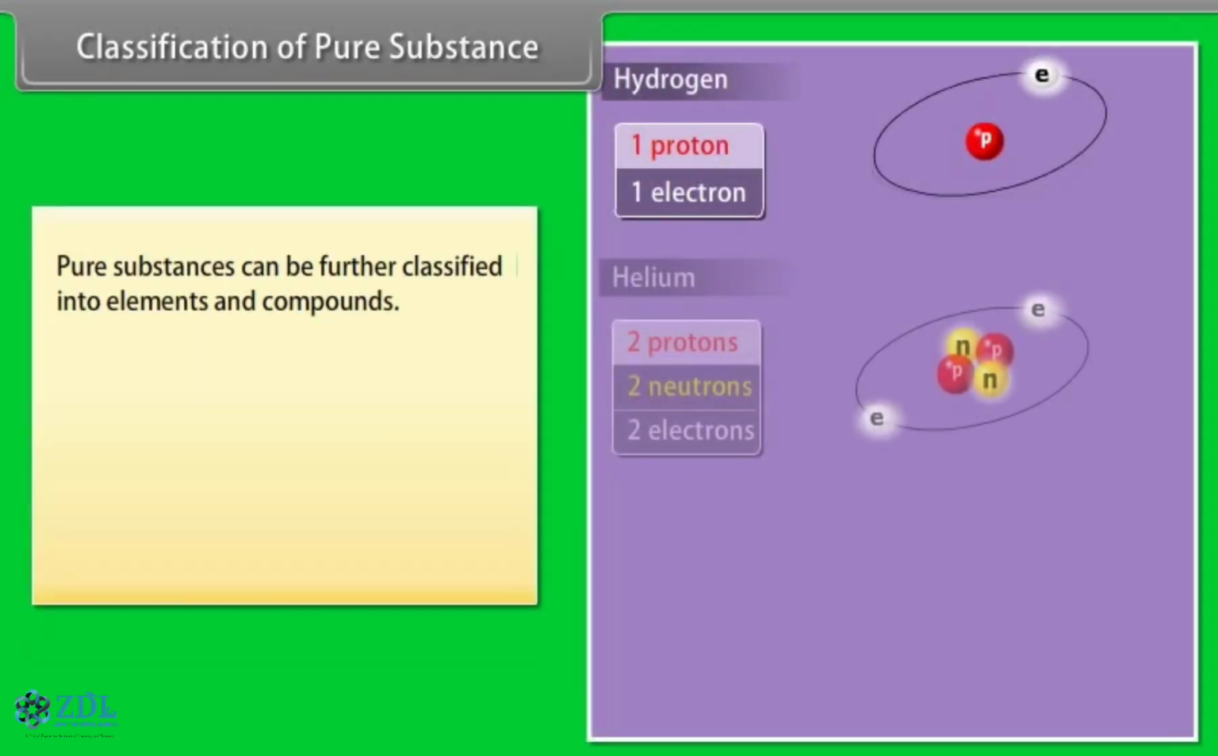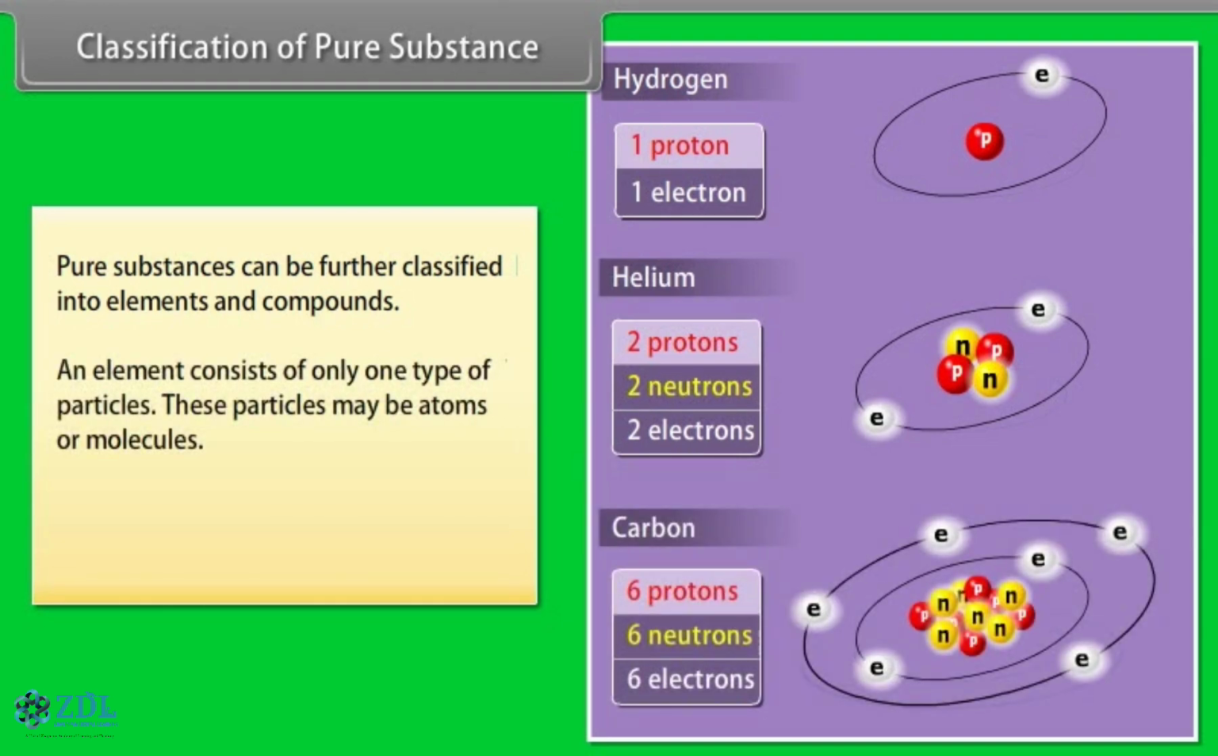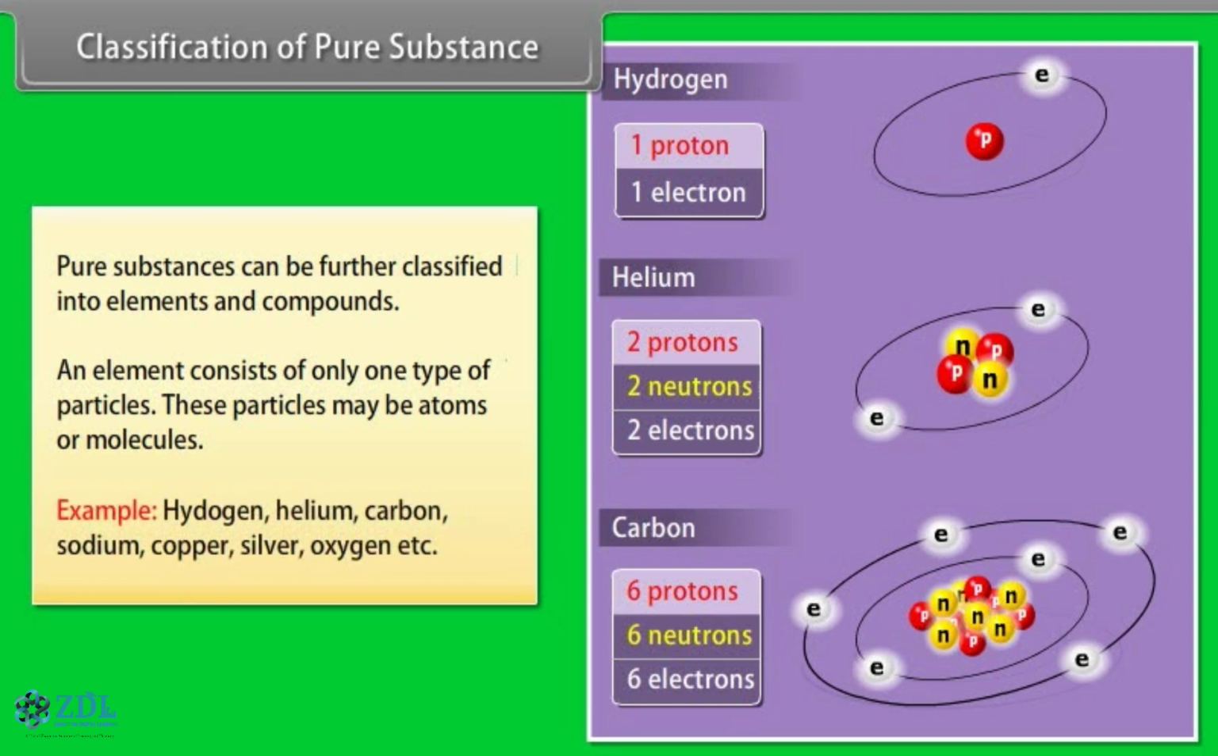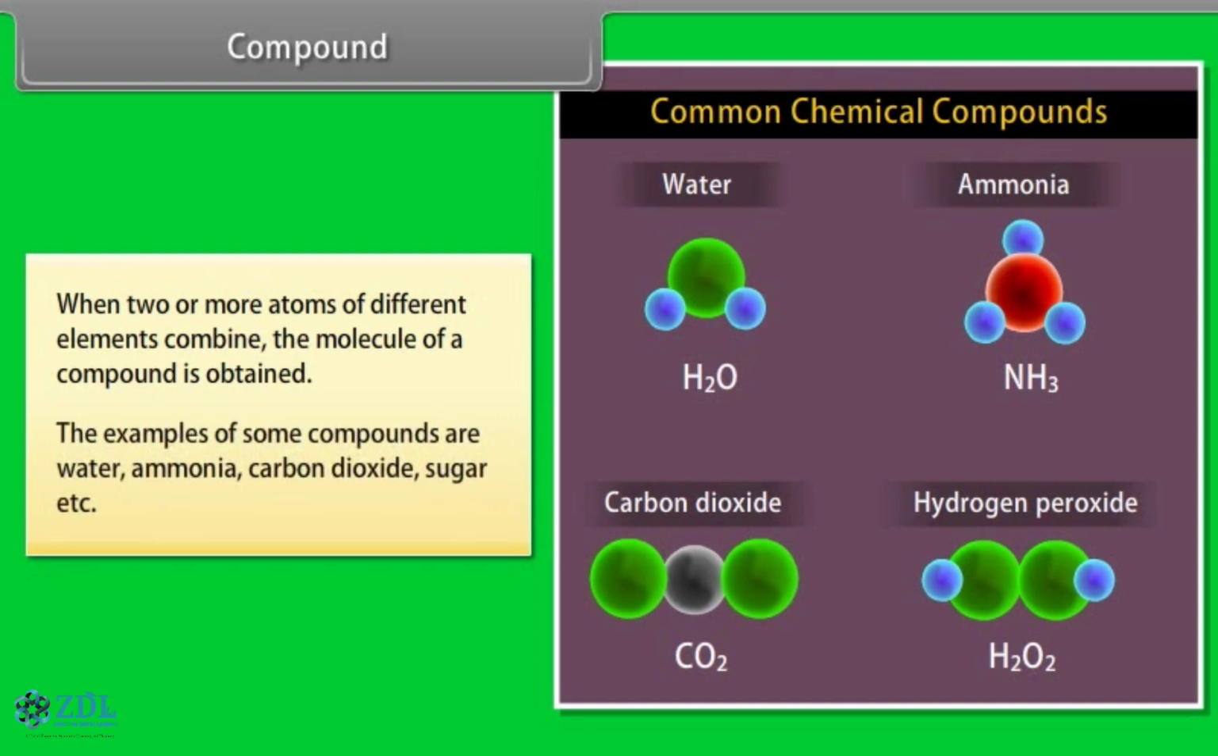Classification of pure substances. Pure substances can be further classified into elements and compounds. An element consists of only one type of particles. These particles may be atoms or molecules. Examples: hydrogen, helium, carbon, sodium, copper, silver, oxygen, etc. Compound. When two or more atoms of different elements combine, the molecule of a compound is obtained. The examples of some compounds are water, ammonia, carbon dioxide, sugar, etc.